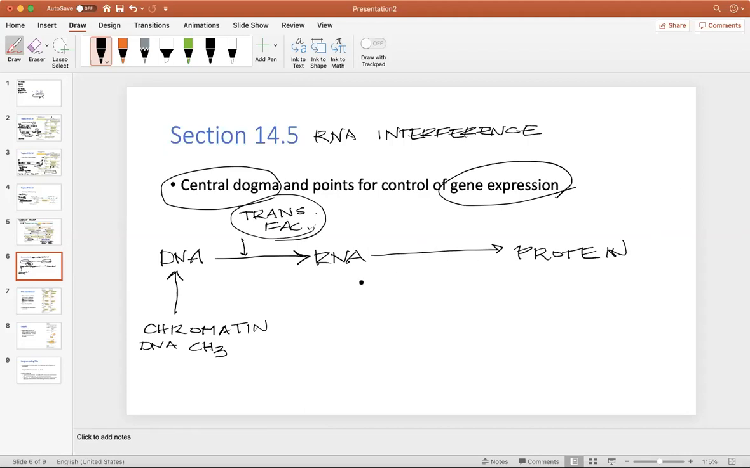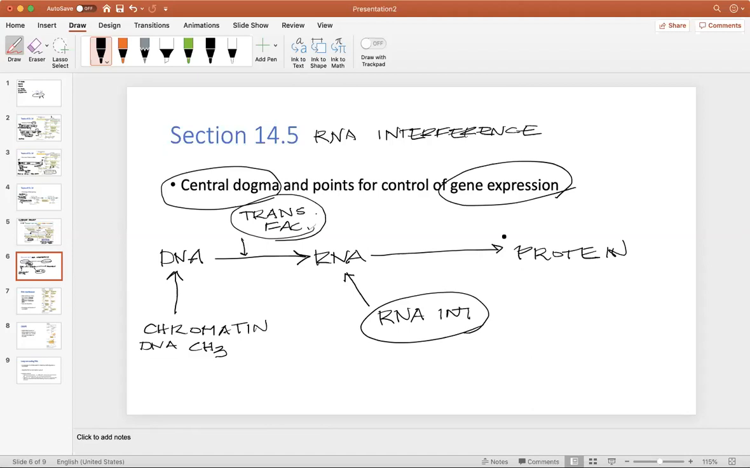But we can also exert some control after we've already gone through all the trouble of transcribing DNA into RNA. We can exert control here at this level, at the RNA molecule level. Let's say you've already made it, but for whatever reason, the cell does not want this to get translated into protein. And that is kind of the realm of RNA interference, okay? RNA interference is going to act to break down these RNA molecules to make sure that they don't turn into protein. That probably seems kind of counterintuitive.